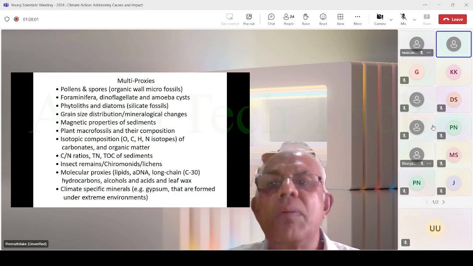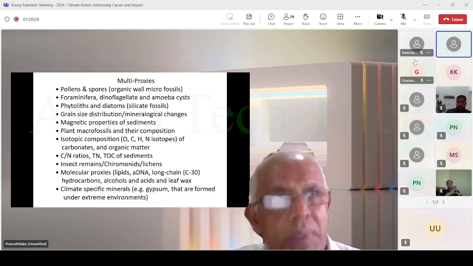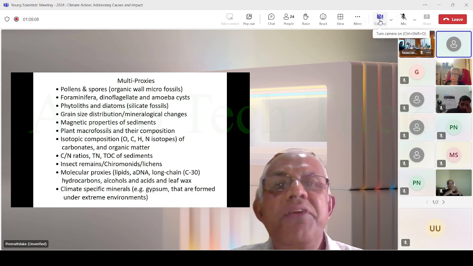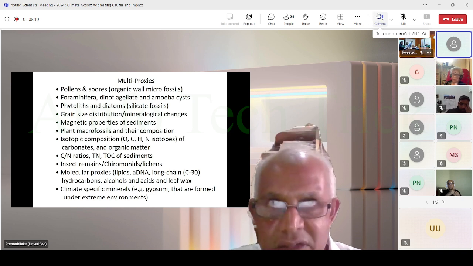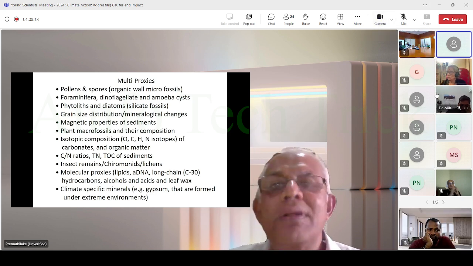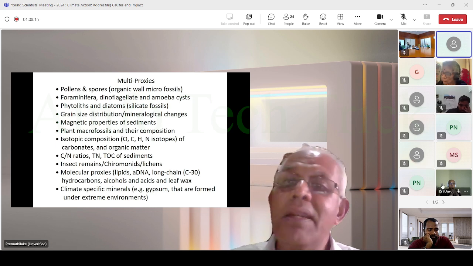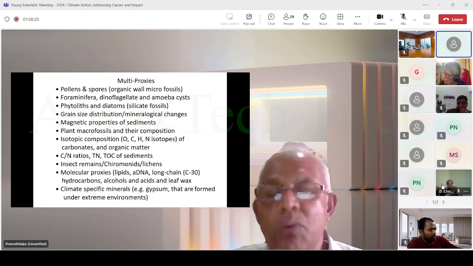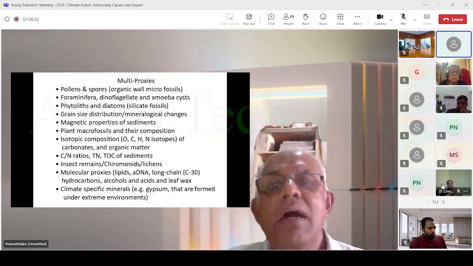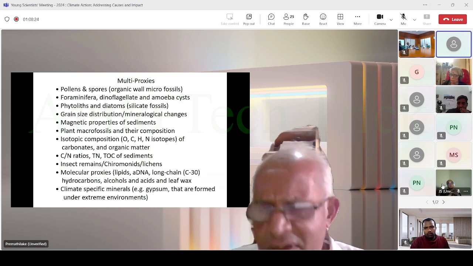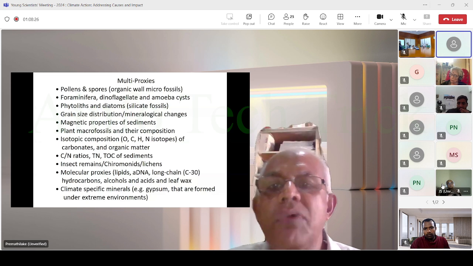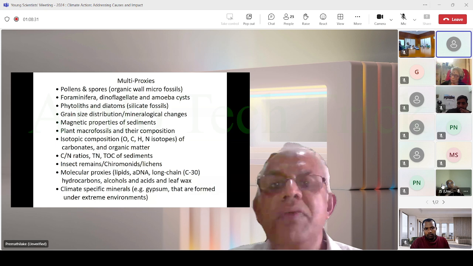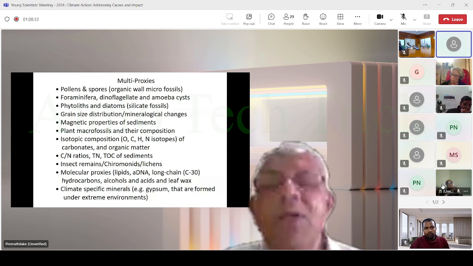And another organic wall proxy, mostly common, that people commonly use for climate recordings: foraminifera and dinoflagellates and amoeboid cysts, which are also very good proxies for understanding past climate. And another important proxy is silicate fossils, which include two main things like phytoliths and the diatoms. Phytolith is also a microsilicate fossil, produced by plants. Diatom is also a living one-cell organism, a unicellular organism in the water systems.